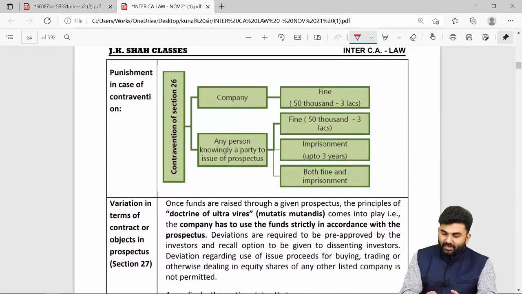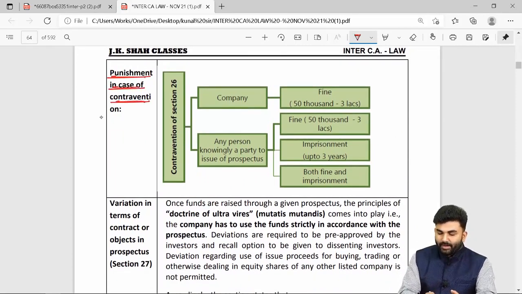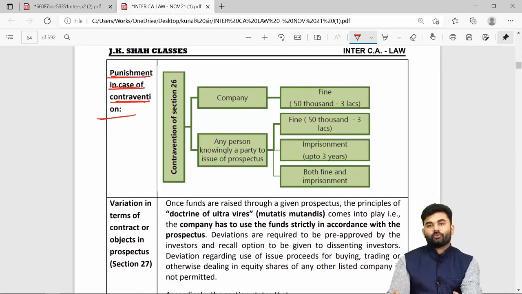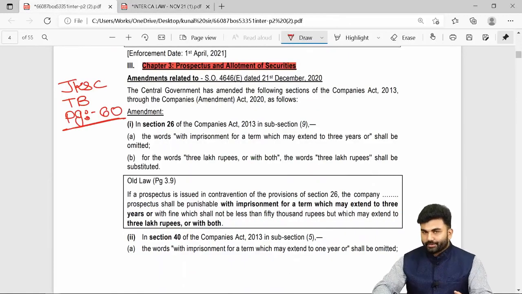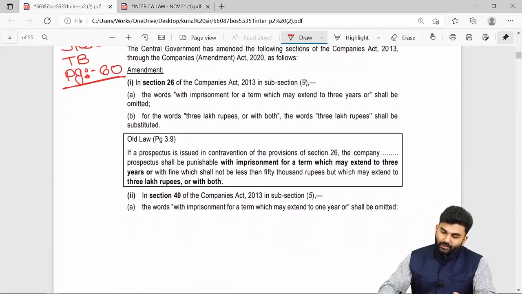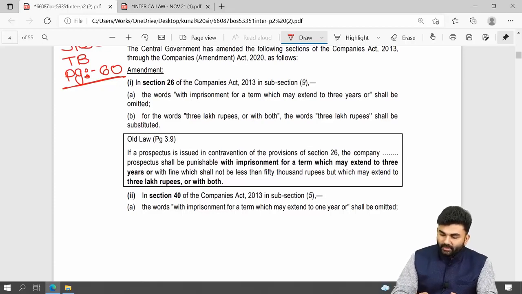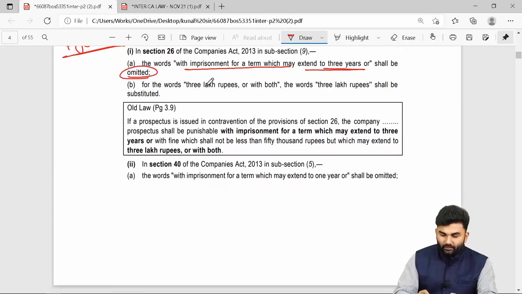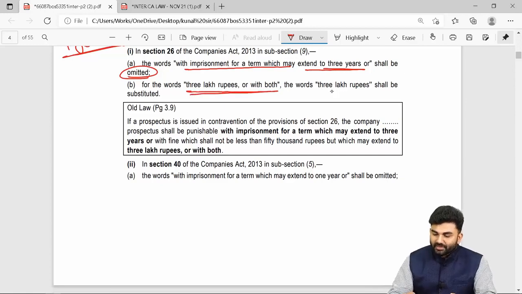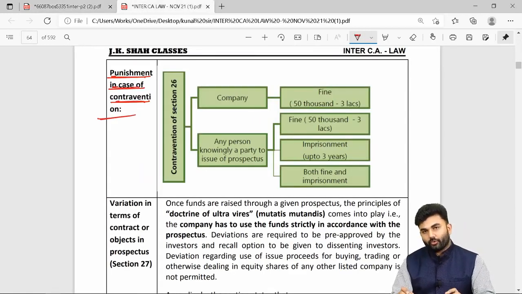The major change over here is towards the punishment in contravention of the provisions of section number 26. What is the change over here? The change says that the words "with imprisonment, which may extend up to 3 years" shall be omitted, and the words "3 lakh rupees or with both" should be substituted with the words "3 lakh rupees".